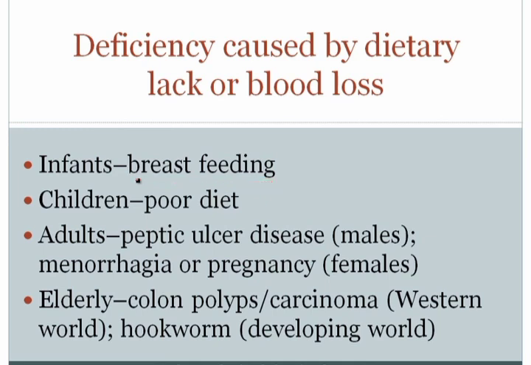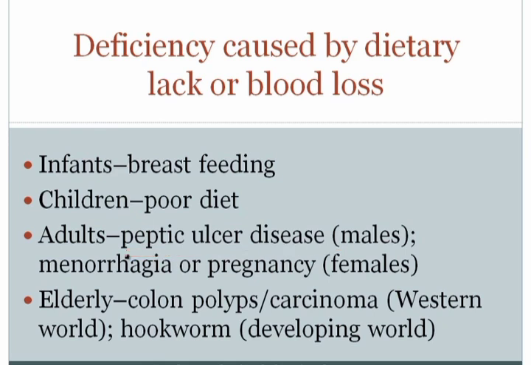In a child, iron deficiency can arise if there's a poor diet. And so children, they're growing, they need iron, and sometimes the diet is not appropriate for that growth. And so children can become iron deficient due to poor diet. In adults, there are important classic causes of iron deficiency. In a male, you think about peptic ulcer disease. That's actually the most common cause in a middle-aged male.